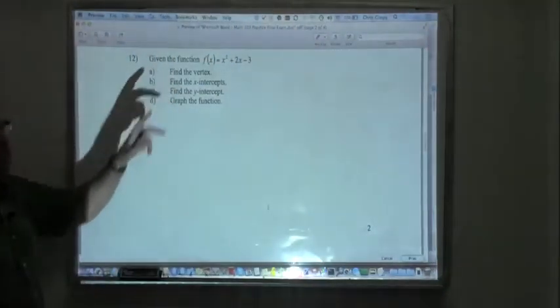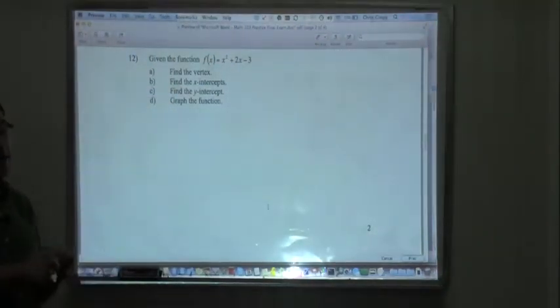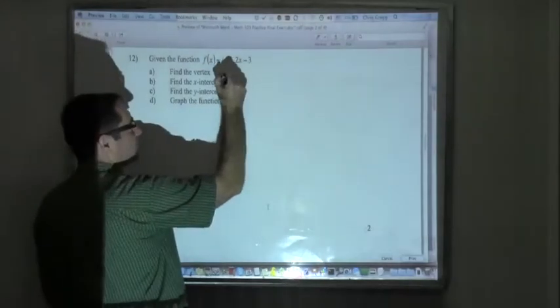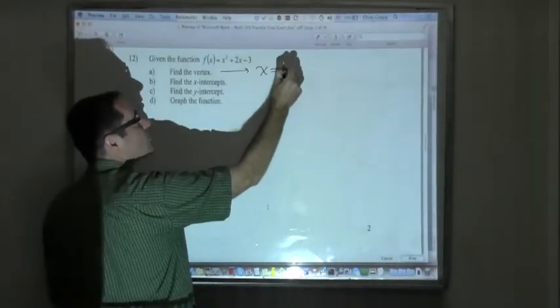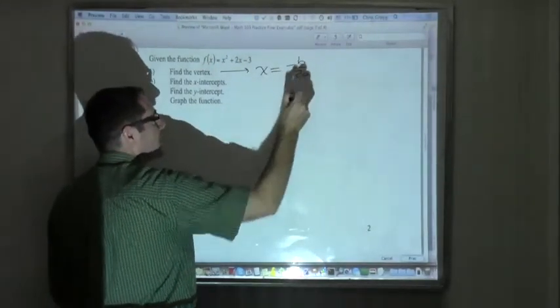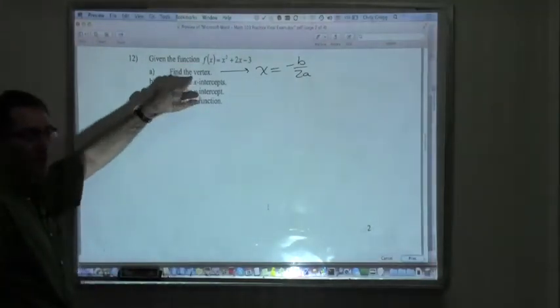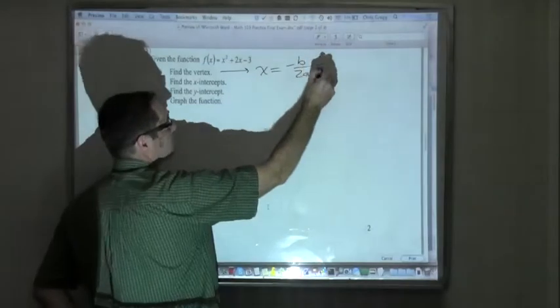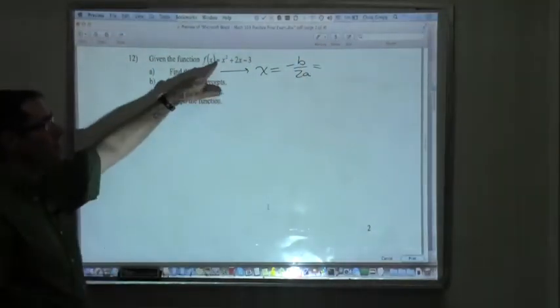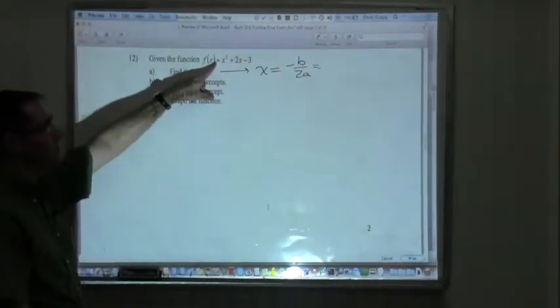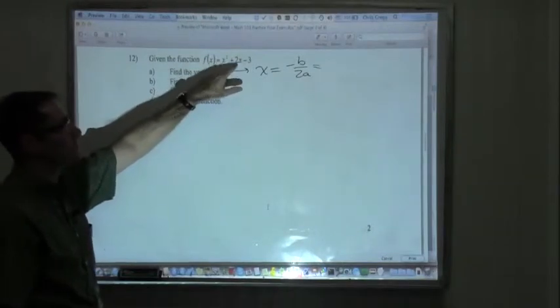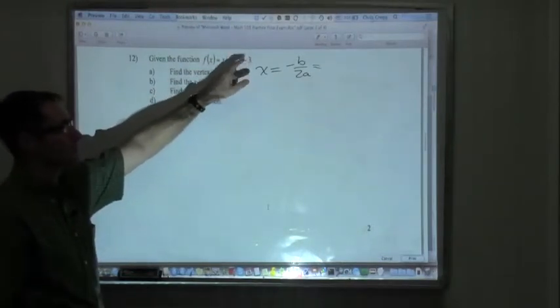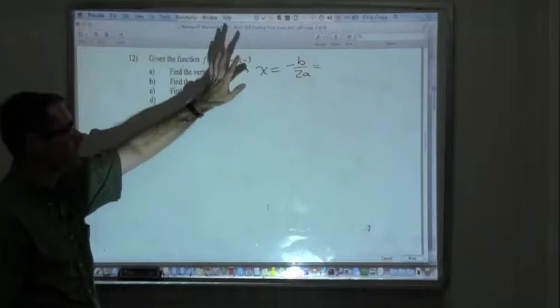All right, find the vertex. What's the formula? You have to memorize this. The formula for the vertex is x equals negative b over 2a. You have to find the x value and the y value because you get points off if you don't. Okay, and in this case, is this in the right form right here? It is, right? y equals x squared plus something x minus something, or plus something. That's in the proper form, okay?